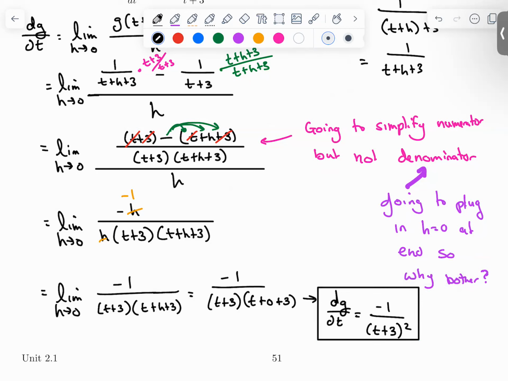Any questions on that? So I was able to drop the limit sign at the very, very end when I knew that the h in the denominator was finally canceled. So if you want to go straight from this step right here to here, or from here to here, be my guest. If you feel comfortable skipping a few algebra steps, I encourage you to do so. But any questions?